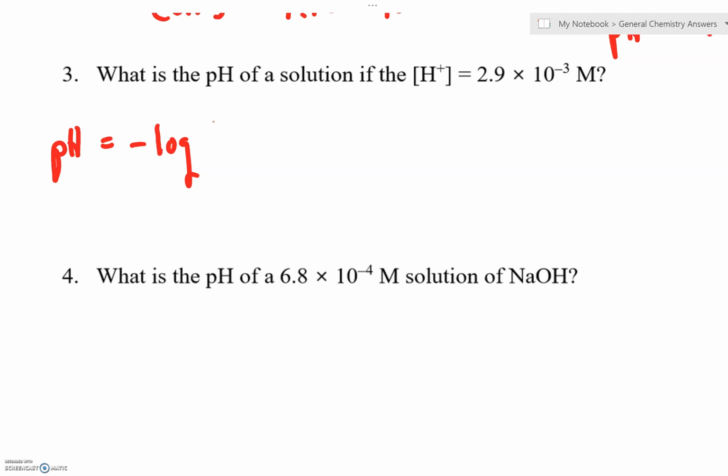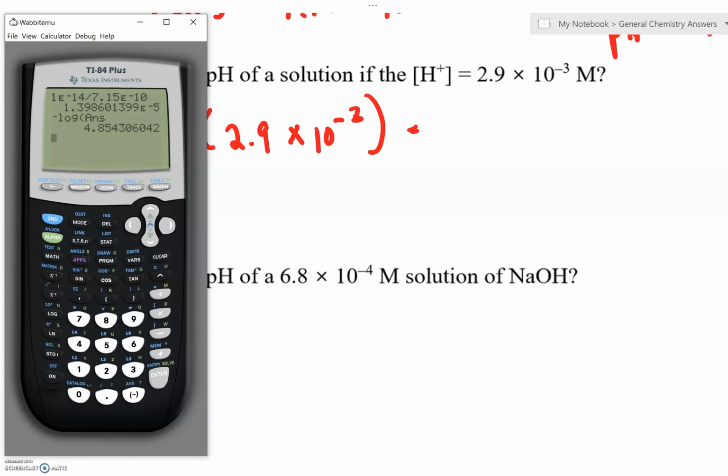H plus, we know, is 2.9 times 10 to the negative 3rd molar. Let's plug it right into our calculator. So we're going to say negative log.